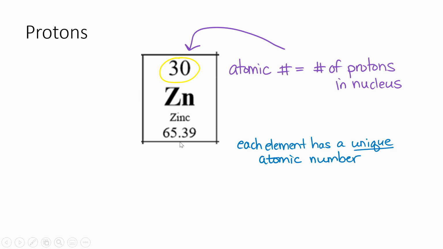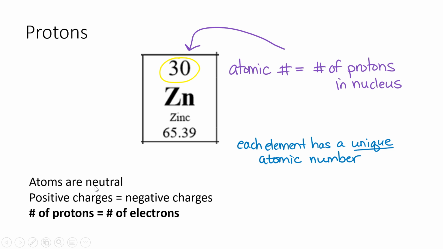On a periodic table, the atomic number for an element tells you the number of protons that are in a nucleus of an atom of that element. For example, this is telling me that all atoms of zinc have 30 protons in their nucleus. Each element has a unique atomic number. That is actually what makes zinc zinc, the fact that it has 30 protons. If it had 32 protons, it would not be zinc anymore. It'd be a different element.